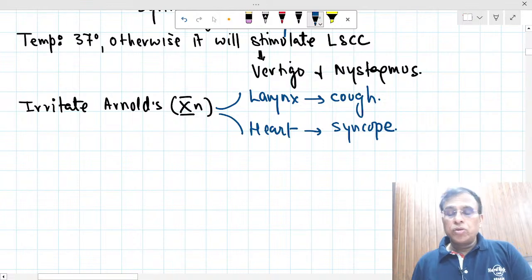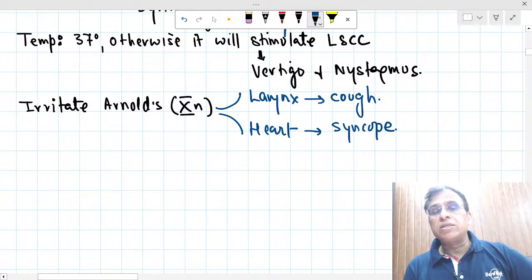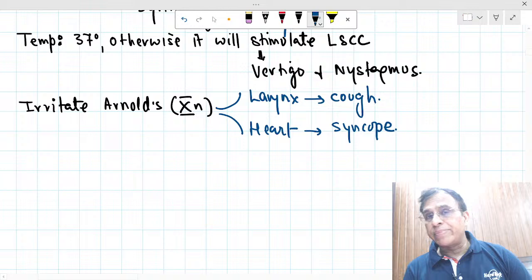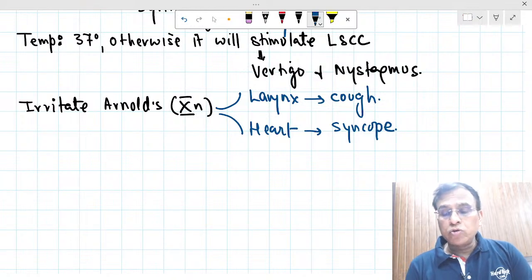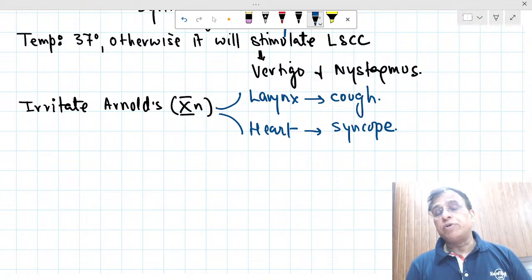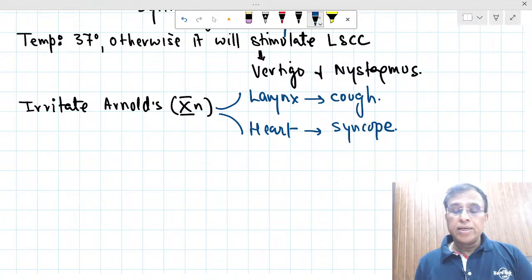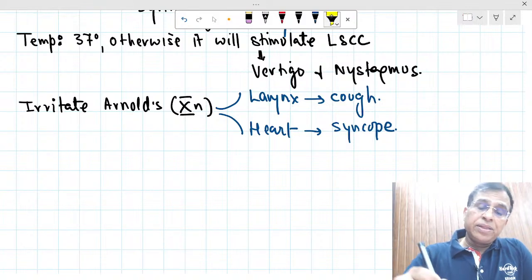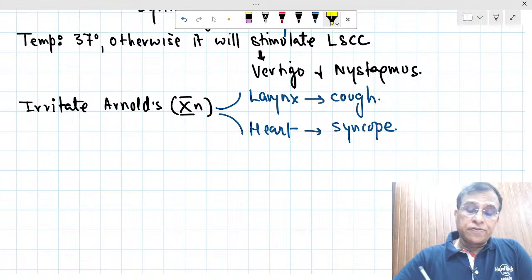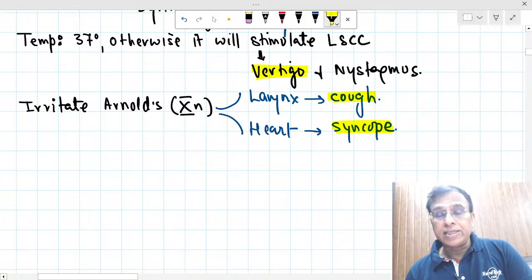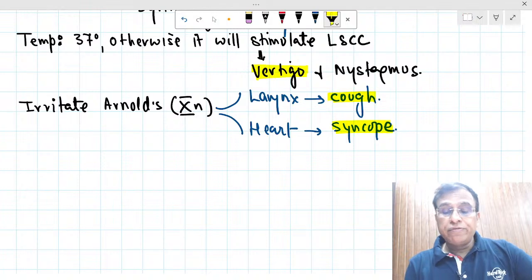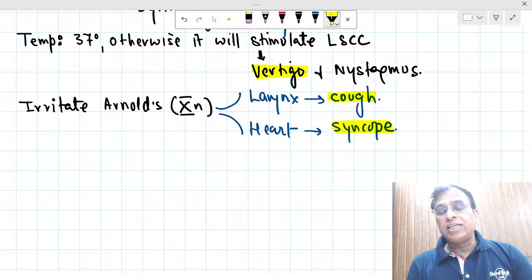blackouts. Although in practice syncope does not happen, it will not have that much bradycardia that it will lead to syncope, but theoretically there is a possibility, right? So see, a simple thing like syringing can cause vertigo, coughing, syncope, technically, theoretically at least. Coughing is not a bad experience, but vertigo and syncope can both be bad experiences.